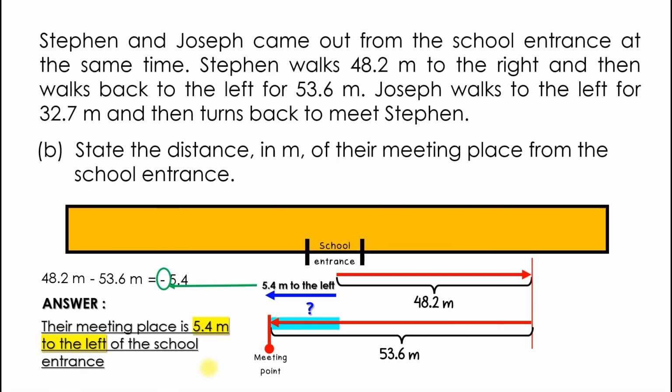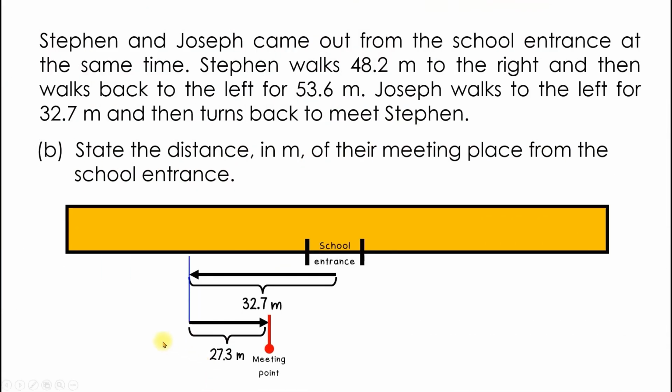The same question, I can solve it looking at a different angle. Now if I look at this point of view, this is where Joseph walked towards the left, 32.7 meters. I want to find this distance from the school entrance to their meeting point. Now this is the distance that I want to find out. So I'm going to represent 32.7 with a negative value because it's movement towards the left. So that's negative 32.7. And the 27.3 is movement towards the right, so I'm going to represent it with a positive 27.3 meters.